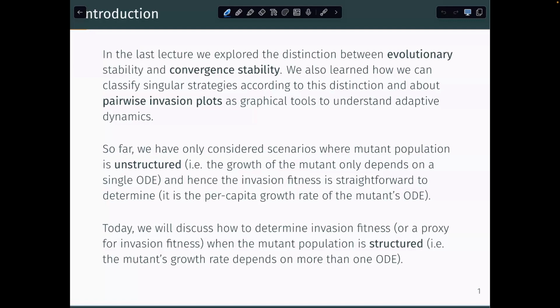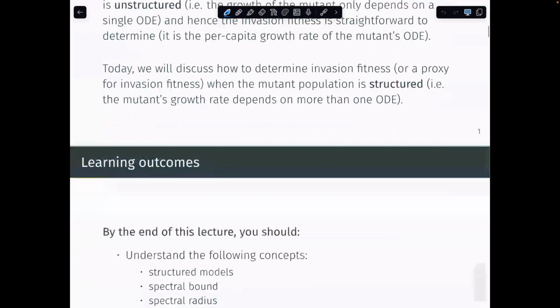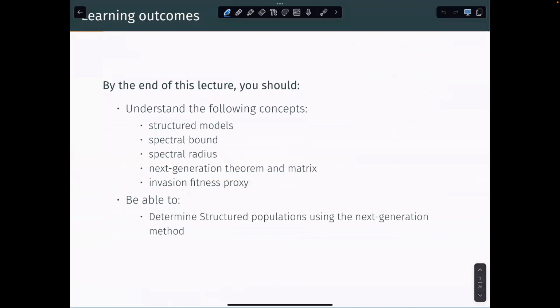But there are many cases where populations will be structured. And we're going to go through an example of this today. We have to now use a method called the next generation method to derive an expression that is a proxy for invasion fitness. Okay, so it's a little bit more involved in these structured examples. So that's what we're going to go through today.